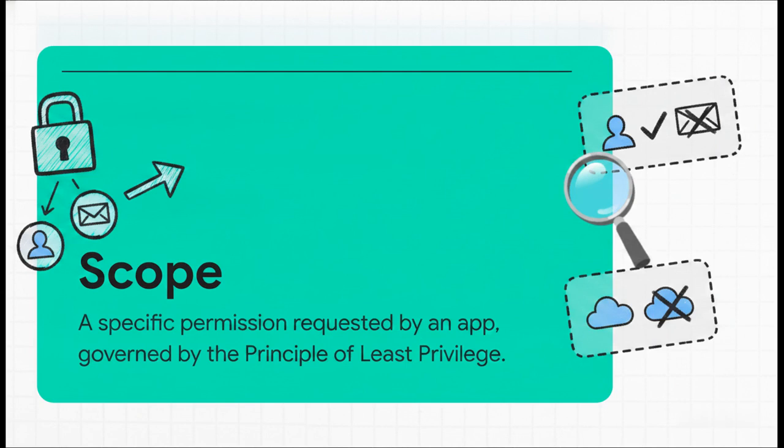These specific permissions are scopes, and they are strictly governed by the principle of least privilege, meaning applications should only request the access they genuinely need to function. So if Spotify just needs your name and email to create an account, it should absolutely not request a scope that grants access to read your entire Google Drive.